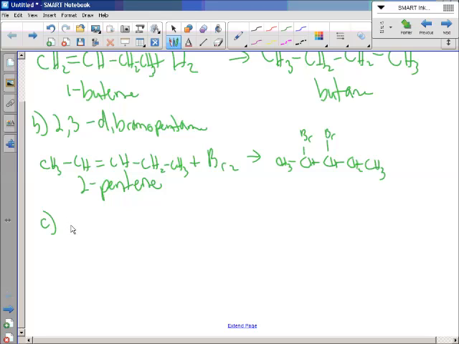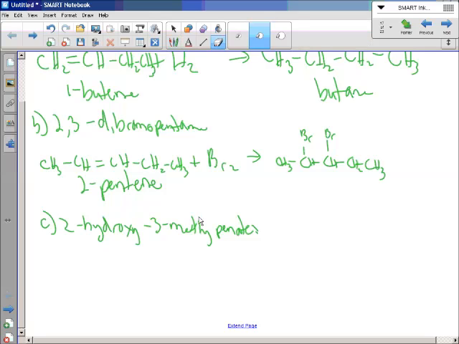What is this next one? What are we trying to make here? You didn't write it down? Did anybody else write it down? 2-hydroxy, sorry? 3-methylpentane. And I wrote a pentate. I don't know why. I forgot all kinds of stuff, did I? Pentane and methyl.